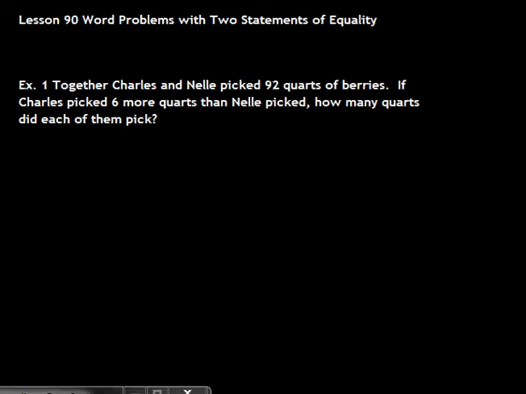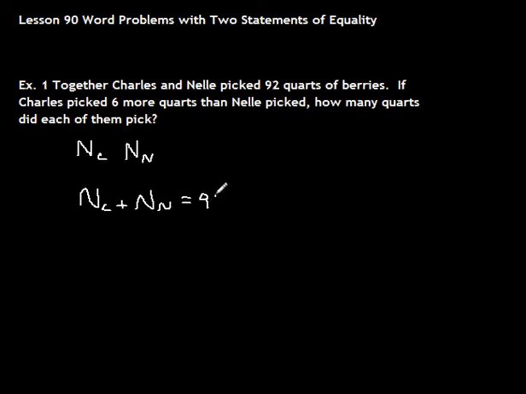These are going to have two variables, but there's no value equation. So together, Charles and Nell picked 92 quarts of berries. If Charles picked 6 more quarts than Nell picked, how many quarts did they each pick? So we have the number that Charles picked, we'll call that N sub C, and the number Nell picked, we'll call that N sub N. Together they picked 92 quarts. So the number that Charles picked plus the number that Nell picked equals 92, one equation.